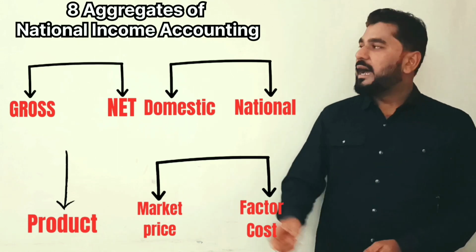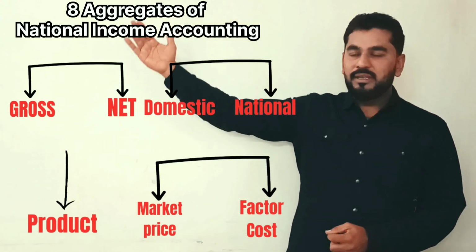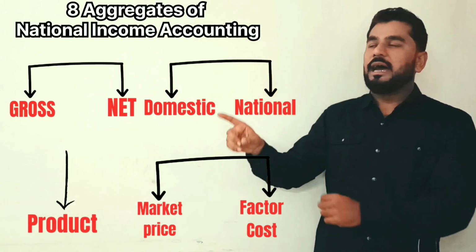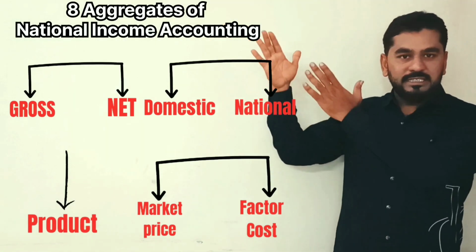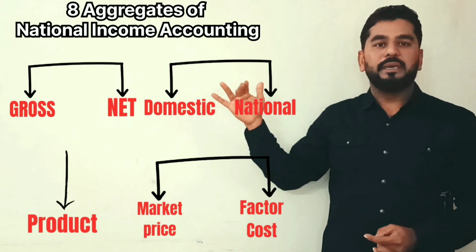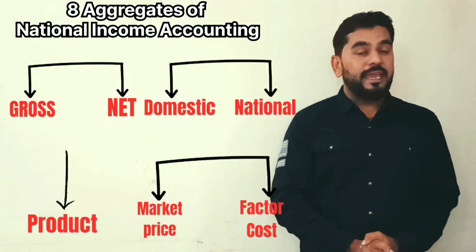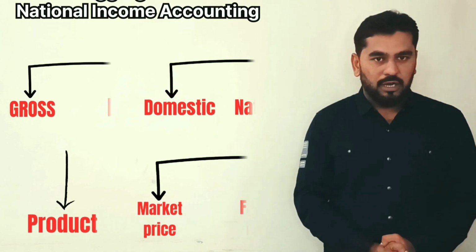I'll choose the first one as G, then D, then P, then MP. Then with the same formula, I'll connect with FC. In this way, MP, FC, MP, FC, MP, FC, MP, FC. In this form, we are going to derive the 8 aggregates of national income accounting. Let us see the first aggregate. The first aggregate of national income accounting is GDP MP, gross domestic product at market price.